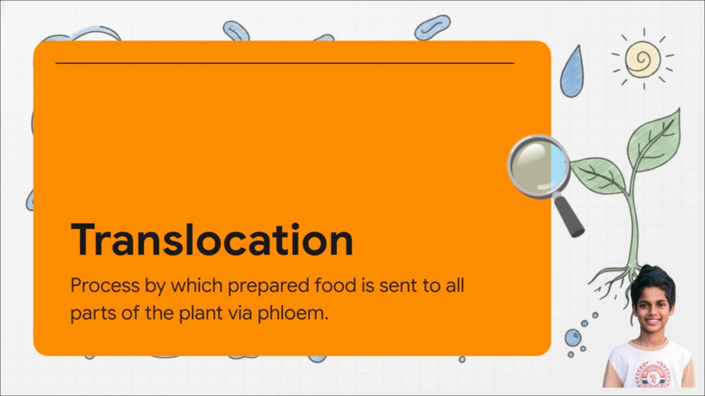Sending that prepared food to all parts of the plant. That process is called translocation. And the special delivery tissues that handle this are the phloem.